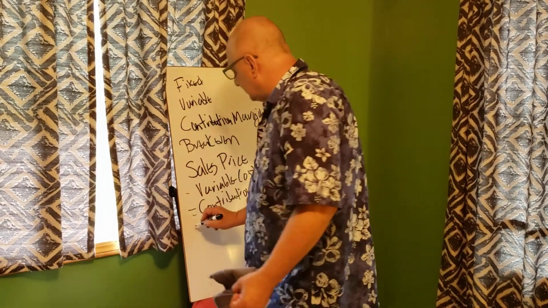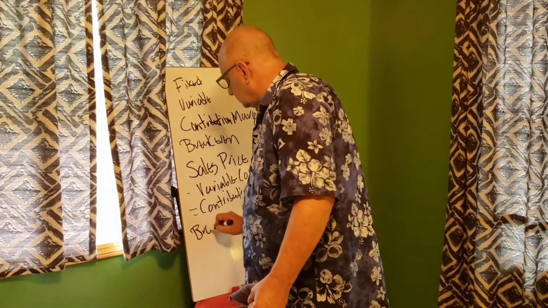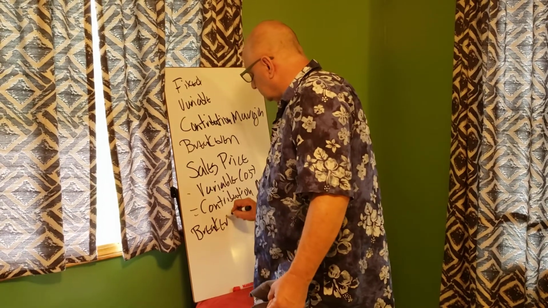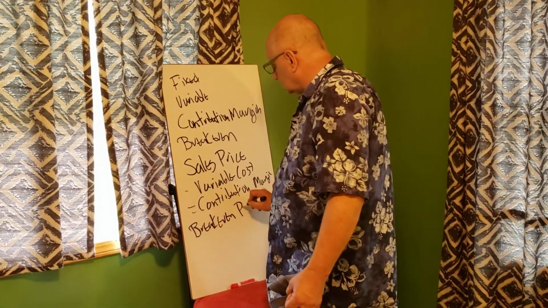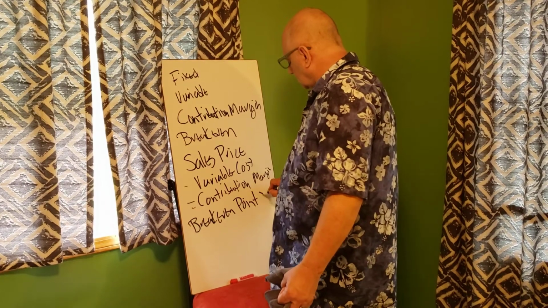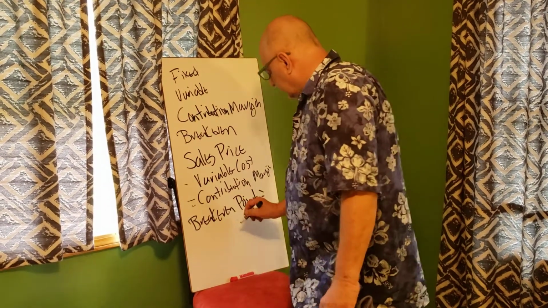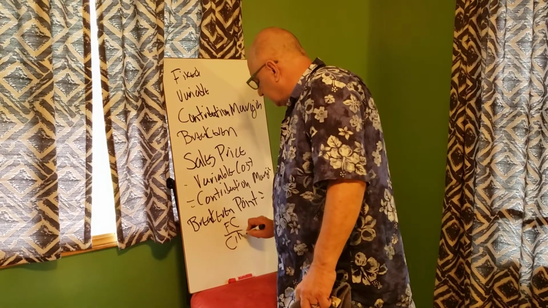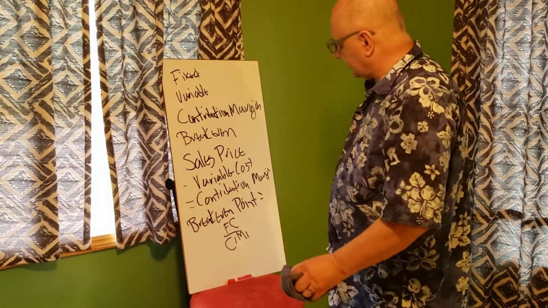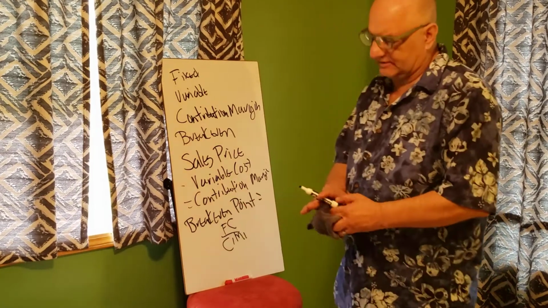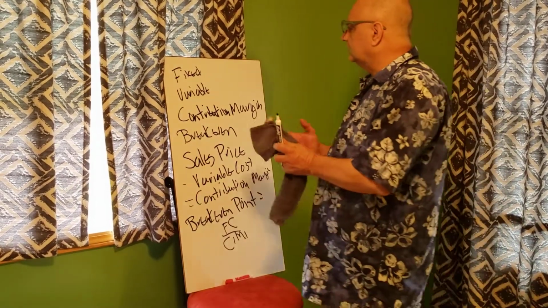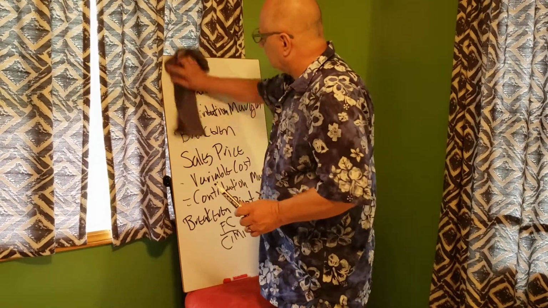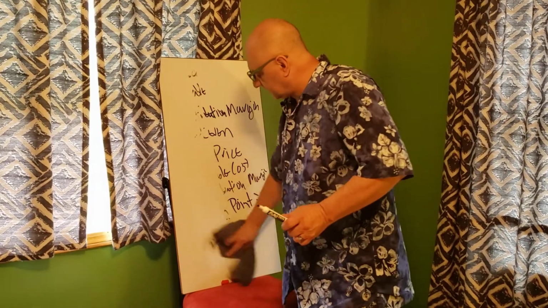And my break-even point is equal to my fixed costs divided by my contribution margin. Fixed cost divided by contribution margin will give me my break-even point. Okay, so we're going to use this now as we go through the homework for today.